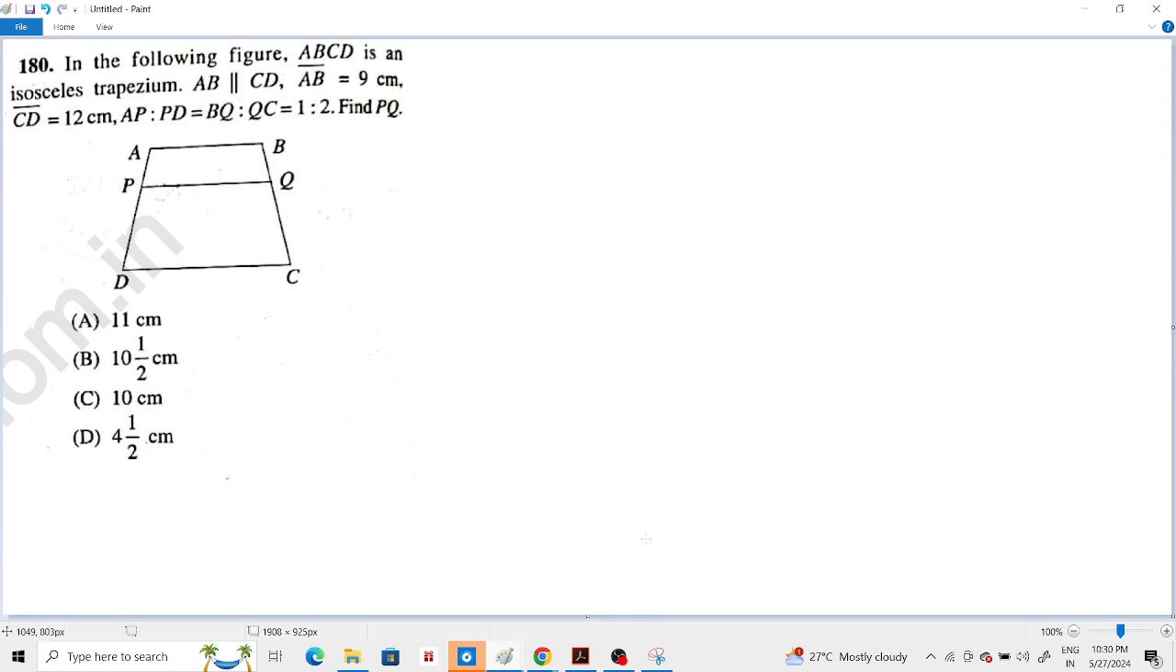Okay, in the following figure, ABCD is an isosceles trapezium. AB is parallel to CD, and AB is 9, CD is 12, AP is to PD as PQ, 1 is to Q, find PQ.